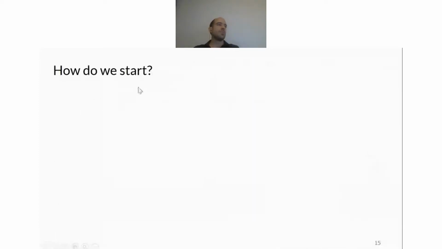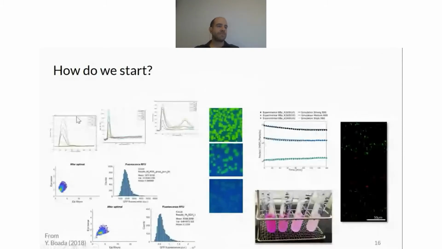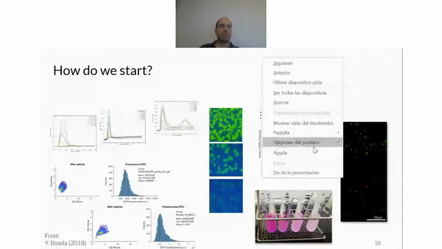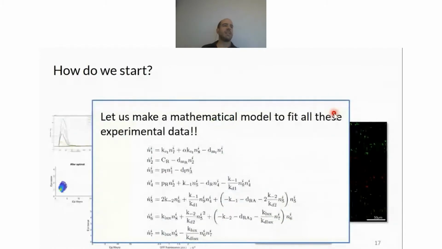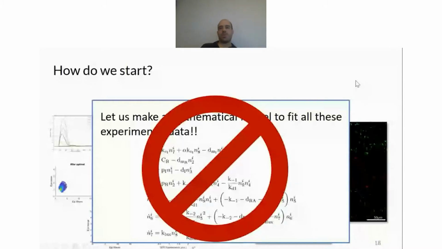Okay? So how do we start? In general, I've seen this picture many times. We go to the lab, we build our circuit, we get many experiments. For example, plate reader experiments, also flow cytometry experiments that give us information about fluorescence and the circuits in the cells, microscope pictures, etc. And what is generally the case? What happens? People say, okay, let us make a mathematical model to fit all these experimental data and to see what happens. But let me tell you that this is not the way we want to do it. I will take this out because this is not the way we want to go.